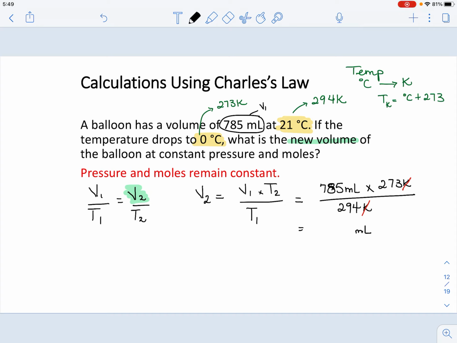Remember, here we have a decrease in temperature, so that means that our volume has to be smaller. So when we do 785 times 273 divided by 294, it gives me 728.9. As you can see, each one of the values has 3 sig figs. So when I round my calculator display to 3 sig figs, I find 729 milliliters as my final answer.